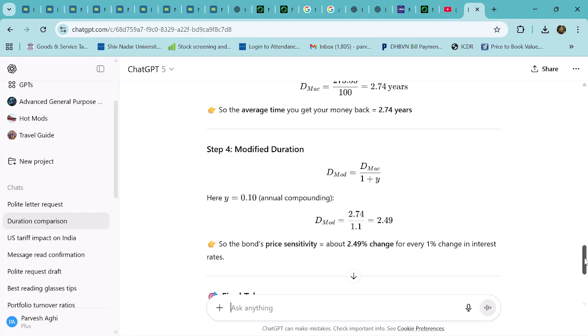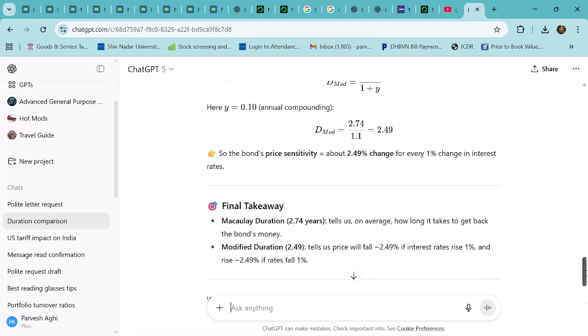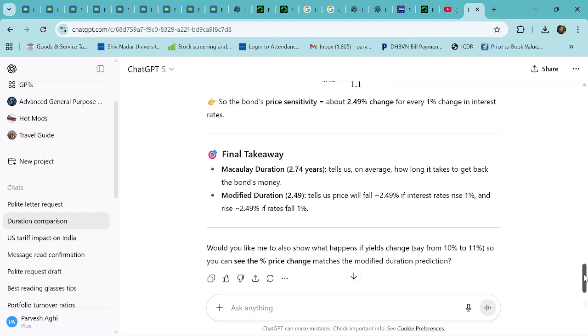So now just read this, what is written. So the bond's price sensitivity is about 2.49% change for every 1% change in interest rates. Final takeaway, Macaulay duration 2.74 years tells us on average how long it takes to get back the bond's money. Modified duration 2.49 tells us the price will fall around 2.49% if interest rates rise 1% and rise around 2.49% if rates fall 1%.